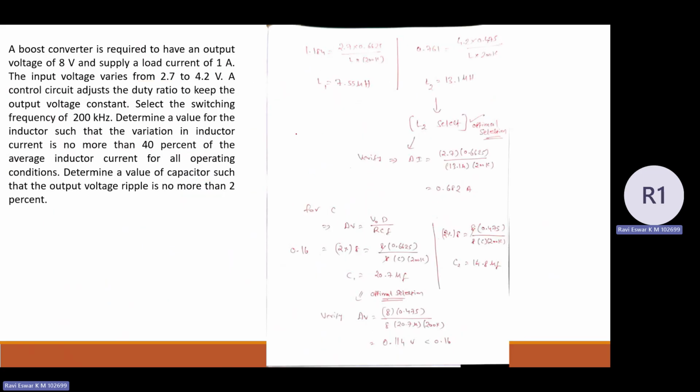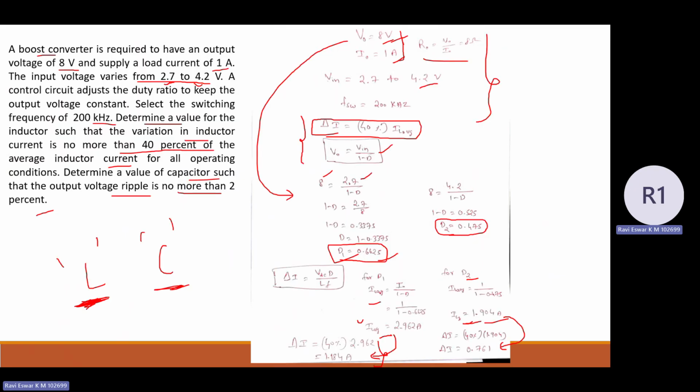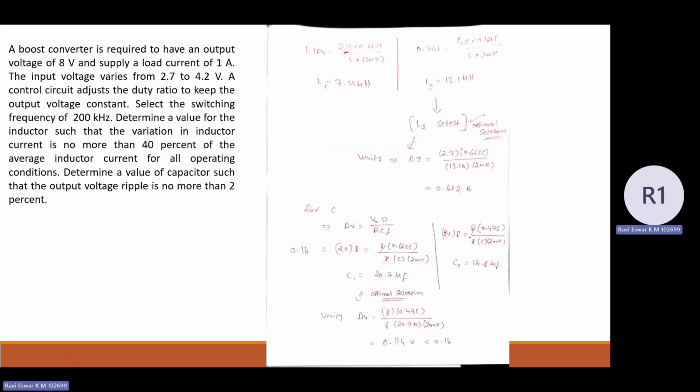Again, you take these two del I's and calculate the value of L. You know the del I formula: VDC times D by L F. So VDC you take as 2.7 for this case. Similarly, in the second example, you take VDC of 4.2 and the duty of D2. Now when you calculate, you are getting two values of L. In one case you are getting 7.55 microhenry. In another case you are getting 13.1 microhenry. So which one are you going to select? You select whichever is the maximum value, so that it satisfies the other condition also.